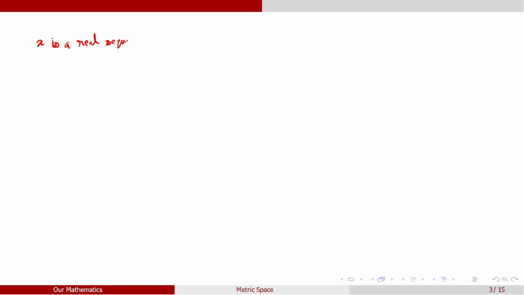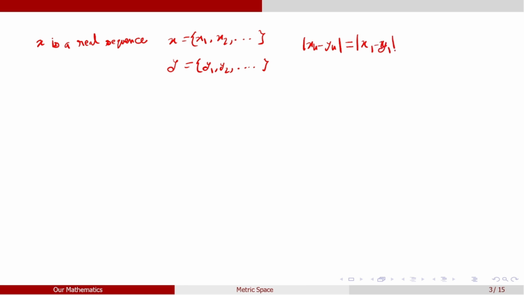So first of all, let's see what basically x is. X is a real sequence, so the terms of x would be like x1, x2, and so on. Now y would also be like y1, y2, and so on. So this is basically a sequence of real numbers. Now what's x_k minus y_k? x_k minus y_k is nothing but x1 minus y1, x2 minus y2, and so on. So what's basically the summation of 1 by k square, k from 1 to infinity, minimum of modulus of x_k minus y_k comma 1.